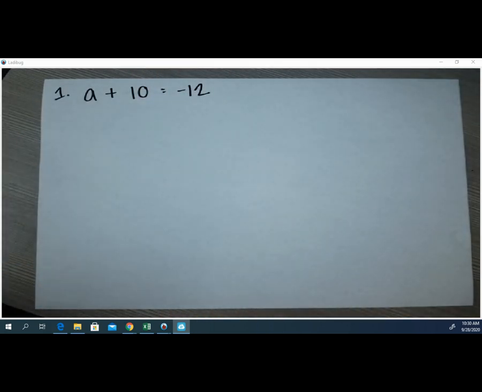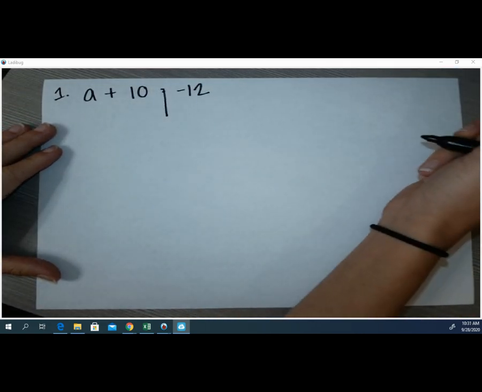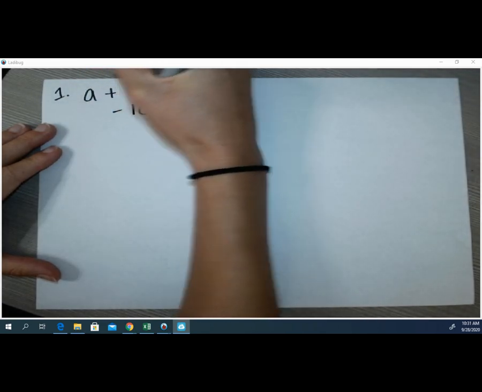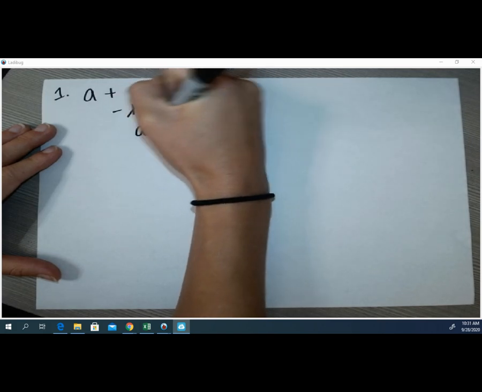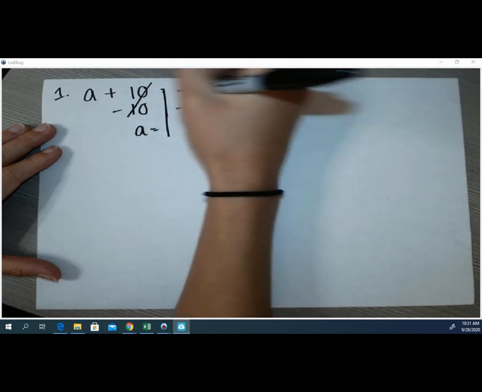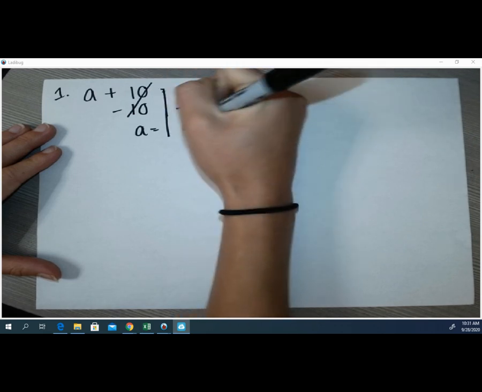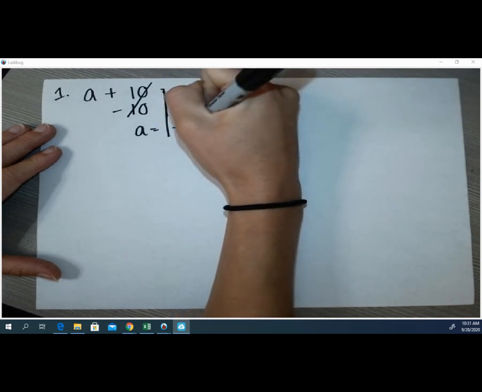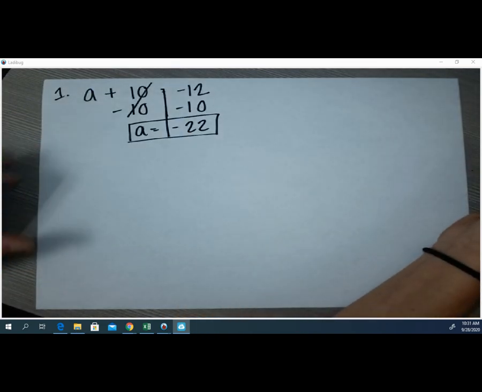So I'm finding out what A is. I'm looking for A, that's part one. Part two, what operation do I see? I see addition, so I am going to subtract. If I subtract 10 from the one side, I have to do it from the other. So this will cancel out, and A is going to be equal to whatever negative 12 minus 10 is. If I owe you $12 and I owe you 10, now I owe you $22. So A is equal to negative 22.